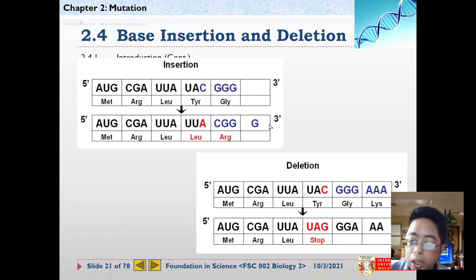What if we delete one of the letters? We delete UAC. When you delete UAC, then this will be empty. Who will go into here? So it will be UAG, and then GGA, AA. This is dangerous because you can see UAG is a stop codon. When the ribosome reads a stop codon, it will stop making the amino acid chain. You have AUG, CGA, UUA, and then suddenly UAG, stop. The ribosome will disengage, so you will have a short amino acid chain, which will make a smaller protein instead.